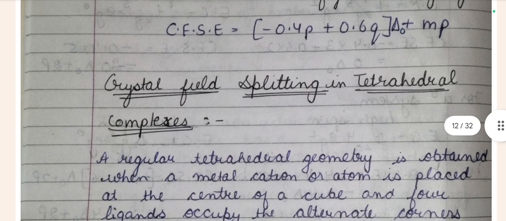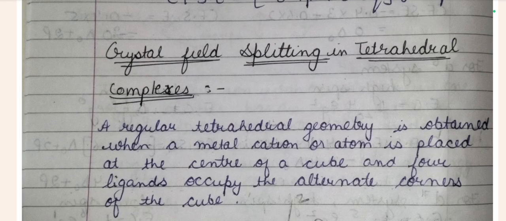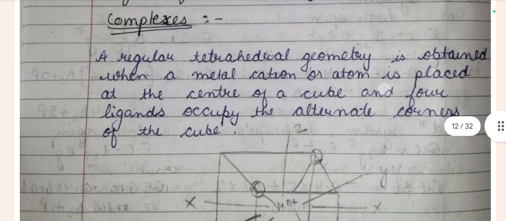Crystal field splitting in tetrahedral complexes. A regular tetrahedral geometry is obtained when a metal cation or an atom is placed at the center of a cube and the four ligands occupy the alternate corners of the cube.